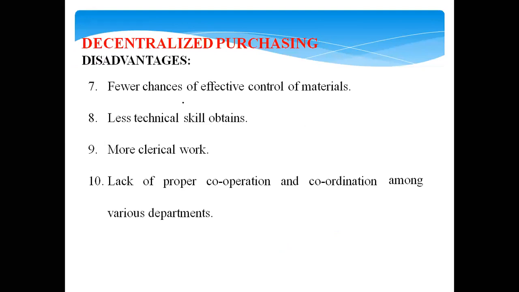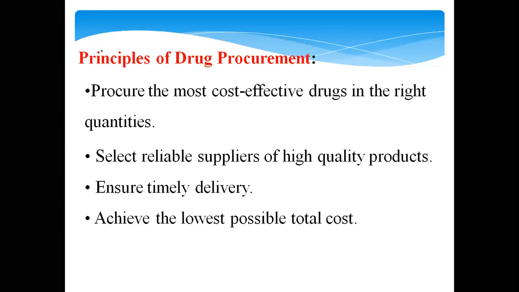Another is failure of effective control: fewer chances of effective control of the materials, less technical skill obtained, more clerical work in decentralized purchasing, and lack of proper cooperation and coordination with the other departments. These are the major disadvantages of decentralized purchasing. Now move on to the principles of drug procurement.